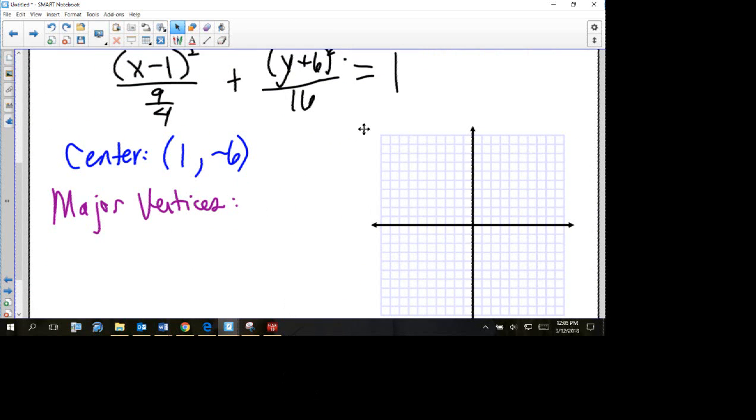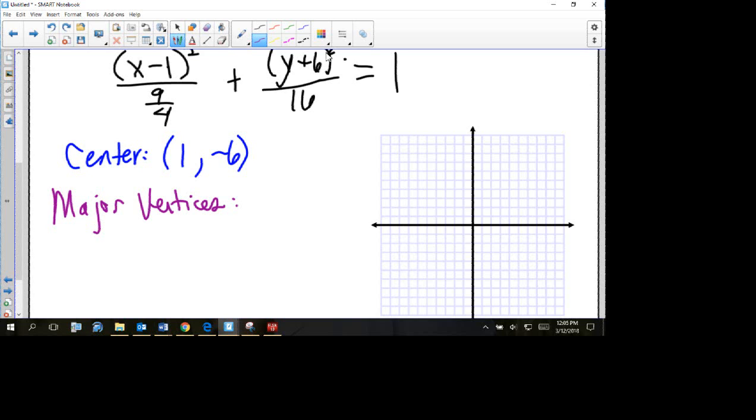How do I know that 16, the major vertex, is going to be vertical? I'm asking for really common sense, logical answers here. Right, it's right under the y, so it's going to go up and down.